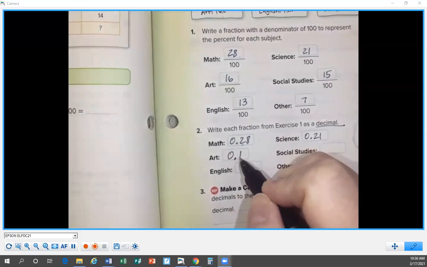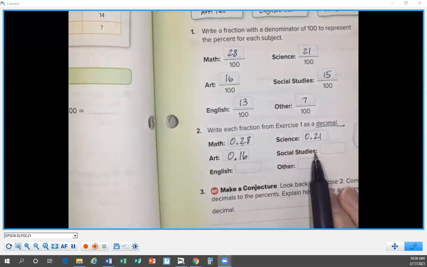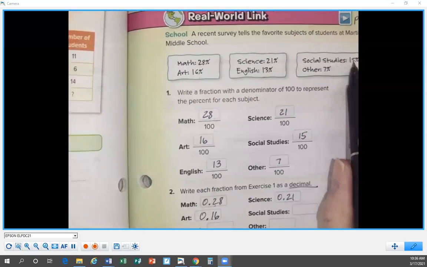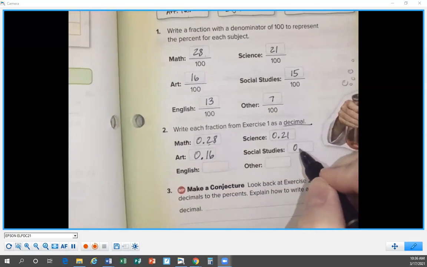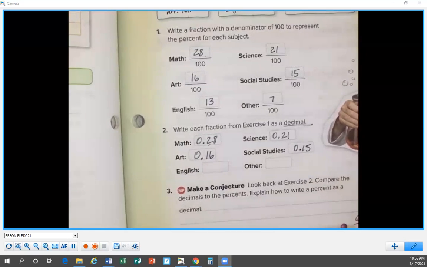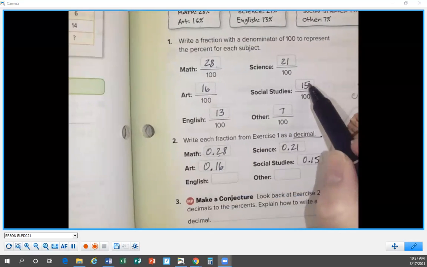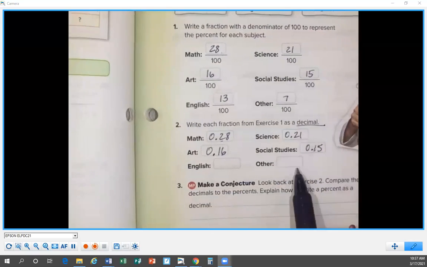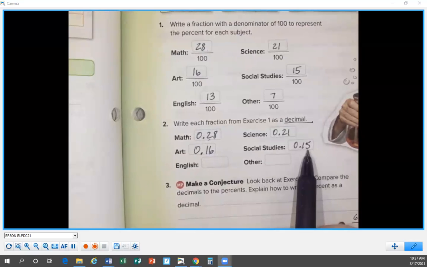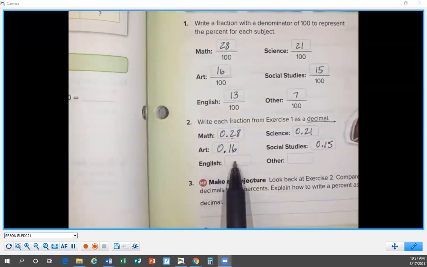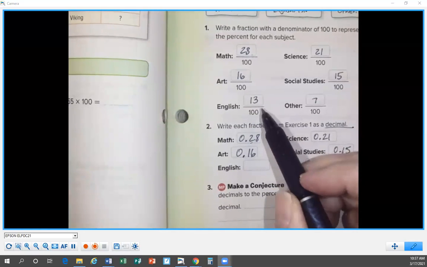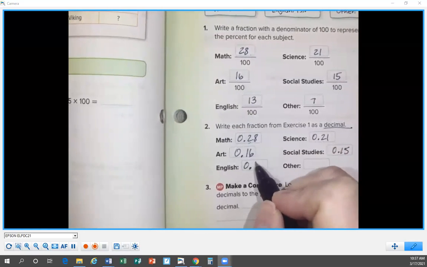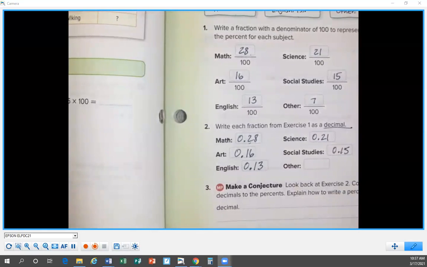16 hundredths. Social studies, 15%, 15 hundredths. So those are all equivalent values, right? 15% is equivalent to 15 over 100, 15 hundredths, is equivalent to 0.15. English, 13% is equivalent to 13 over 100, 13 hundredths, is equivalent to 0.13, 13 hundredths.